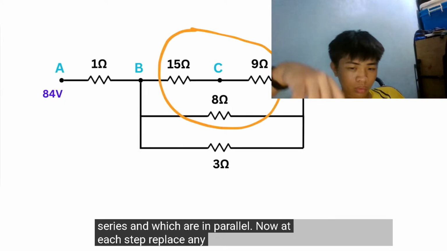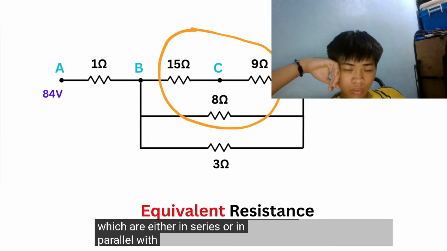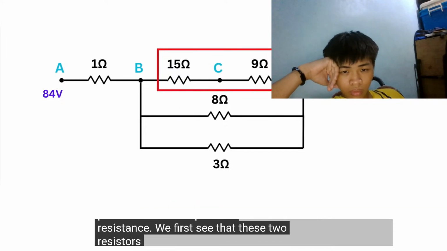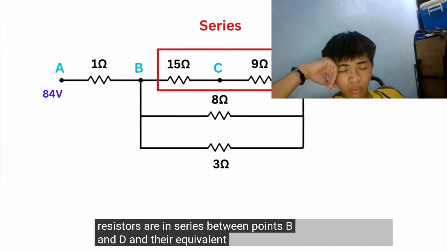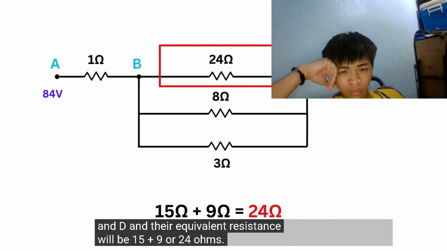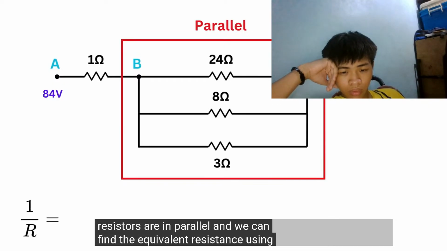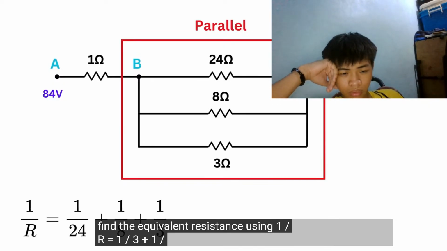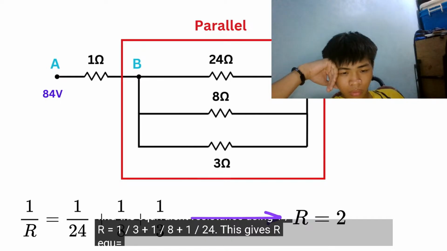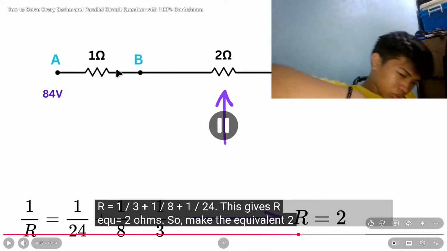Now, at each step, replace any group of resistors which are either in series or in parallel with their equivalent resistance. We first see that these two resistors are in series between points B and D, and their equivalent resistance will be 15 plus 9, or 24 ohms. What do you see next? Yes, right. These three resistors are in parallel, and we can find the equivalent resistance using 1 over R equals 1 over 3 plus 1 over 8 plus 1 over 24. This gives R equals 2 ohms. So make the equivalent 2.